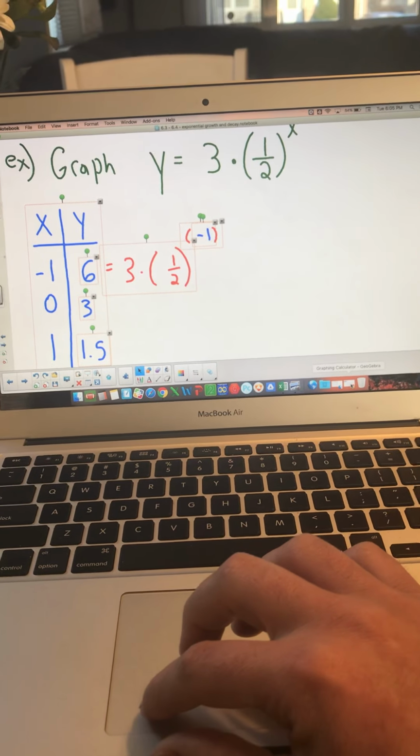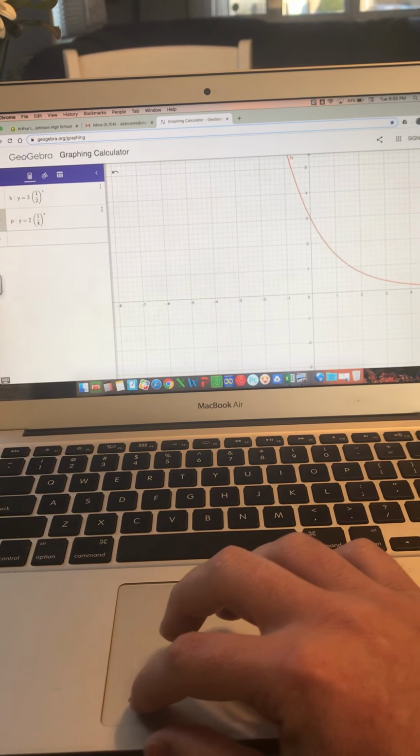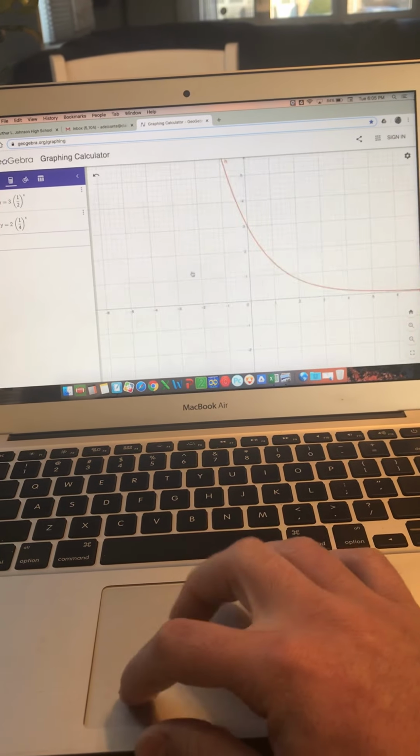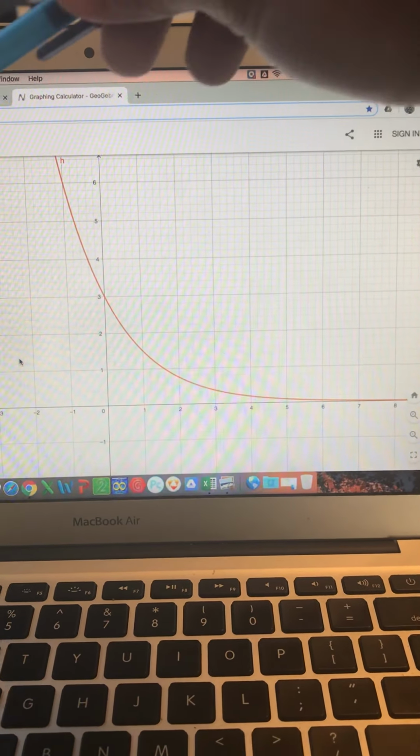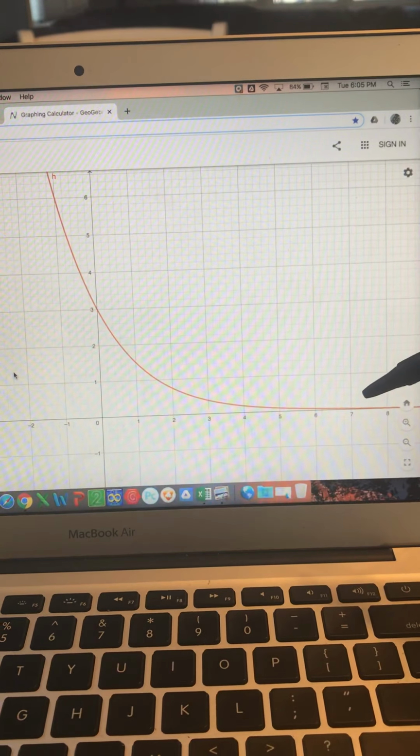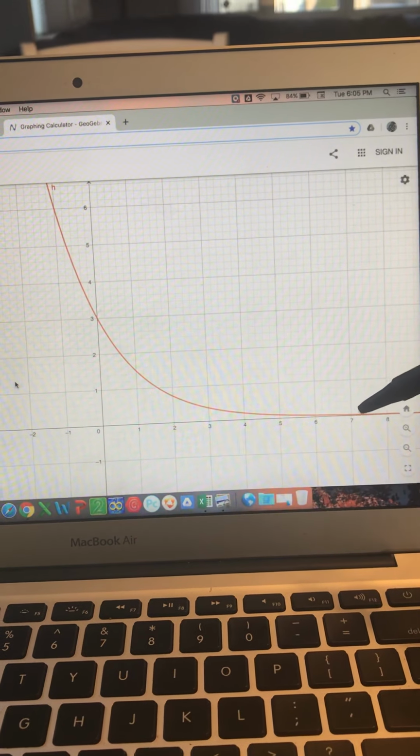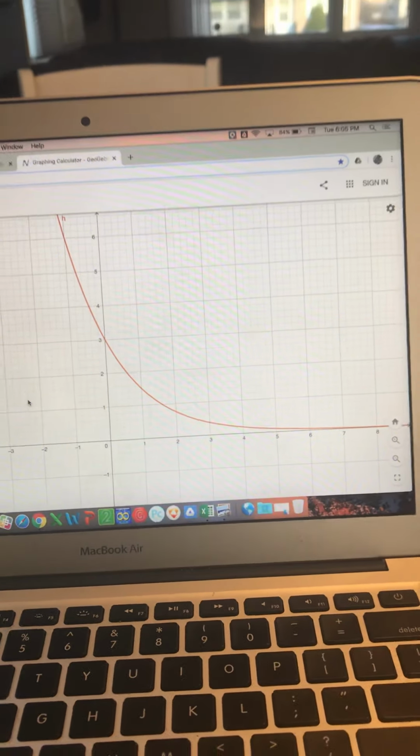When you graph it, it now should be decreasing. There we go. Decreasing, like we talked about. Still got the asymptote going on down here. Never going to touch that x-axis. All right.